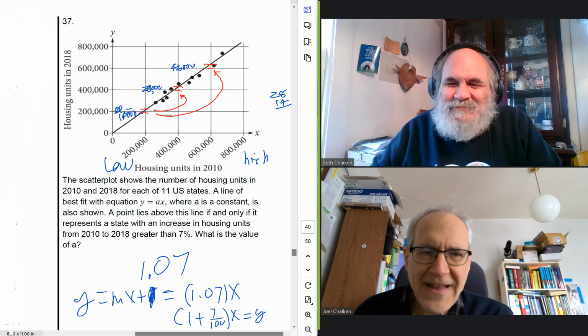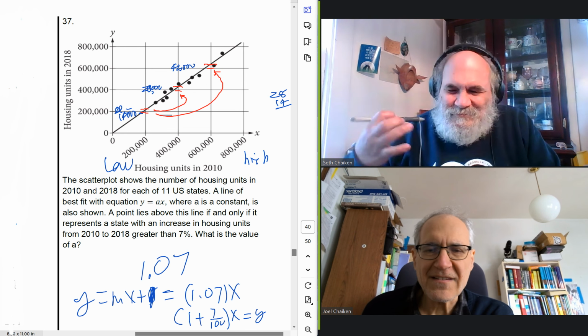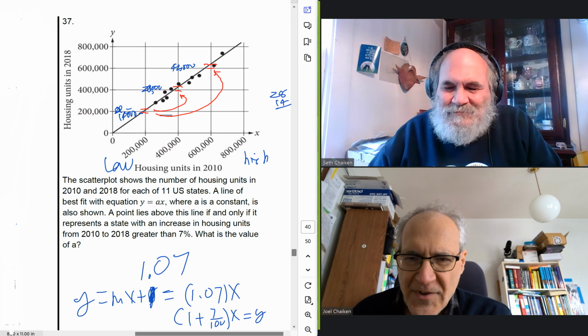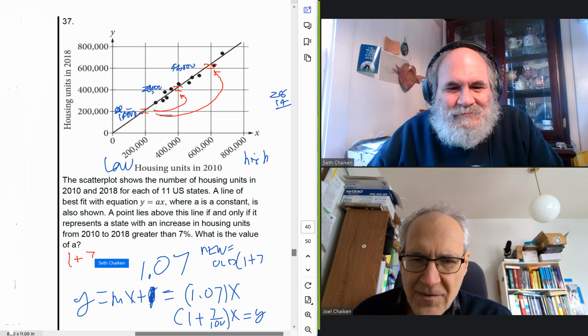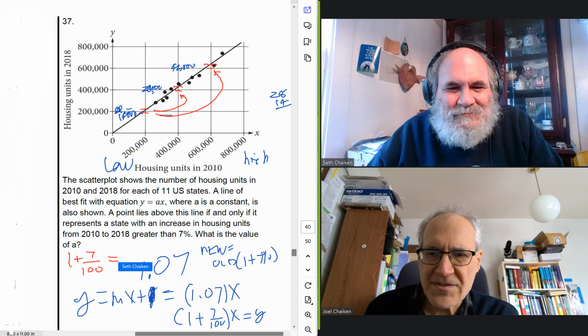And that y is the new, the x is the old, where the new is the old times 1 plus 7%. And so it's linear because it's only for 1 year.